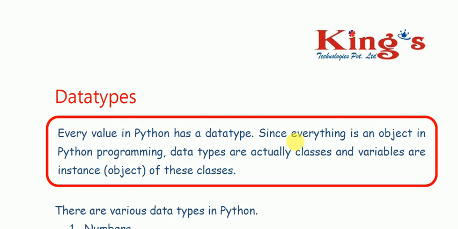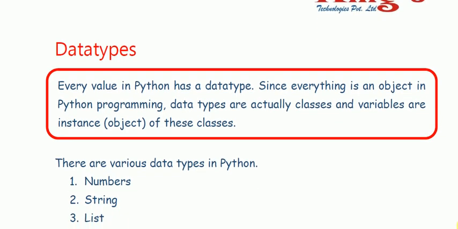Every value in Python has a data type. Each and every thing in Python is a data type. Since everything is an object in the Python programming language, data types are actually classes and variables are instances of these classes. Variables are objects.